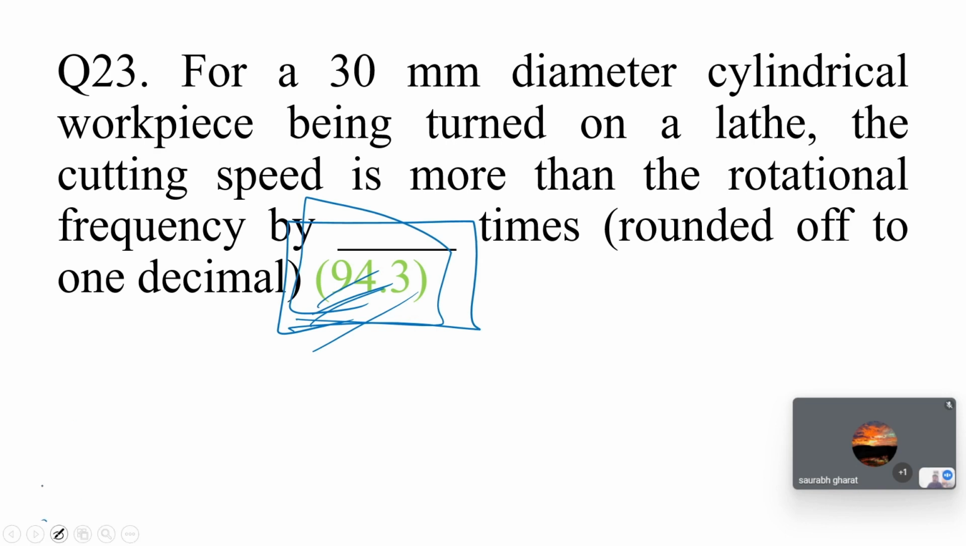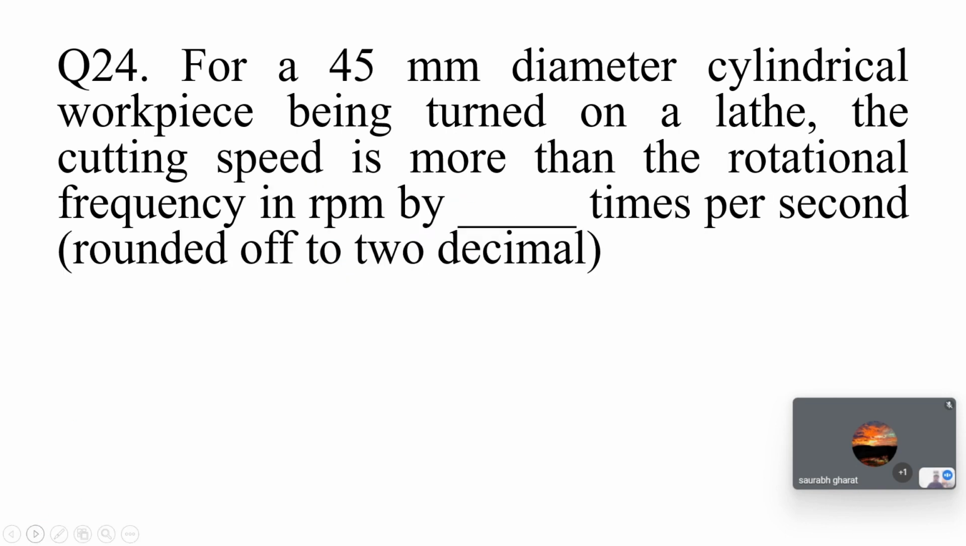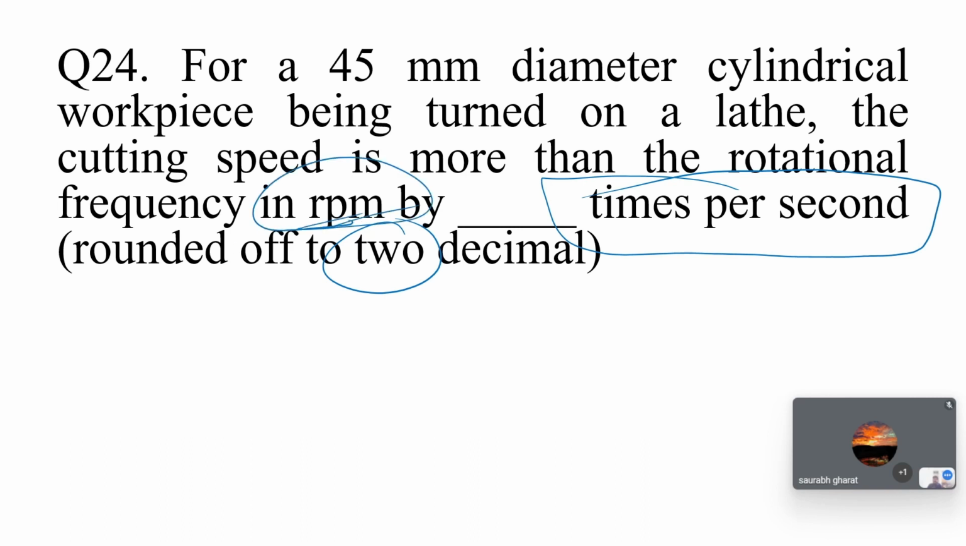Again, we have a similar kind of question, but rounded up to two decimals here. What changes here is the diameter, but here we want times per second, and the frequency is in RPM, rotations per minute. So for that conversion you need to divide it by 60. That is the part I need to do here.